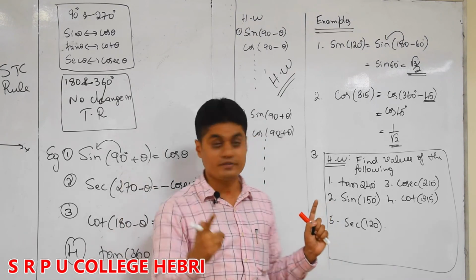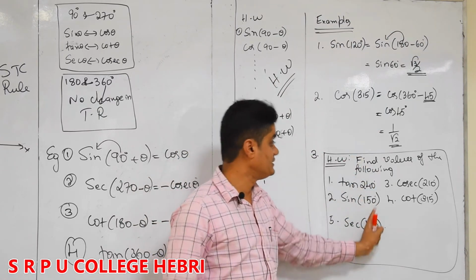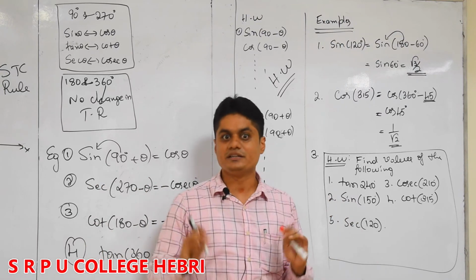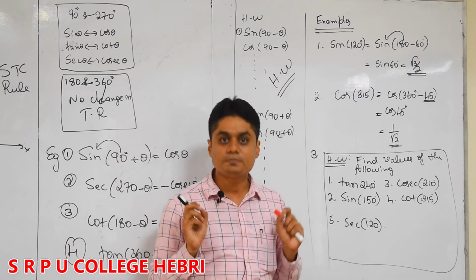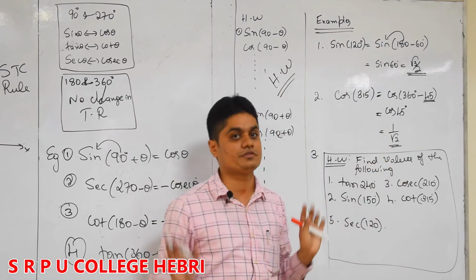First problem, cot of x minus y. Next, you write this table and these 5 homework problems. So this is what we discussed today. It's very important. Please practice again and again, especially this work: trigonometric ratios of allied angles. Thank you.